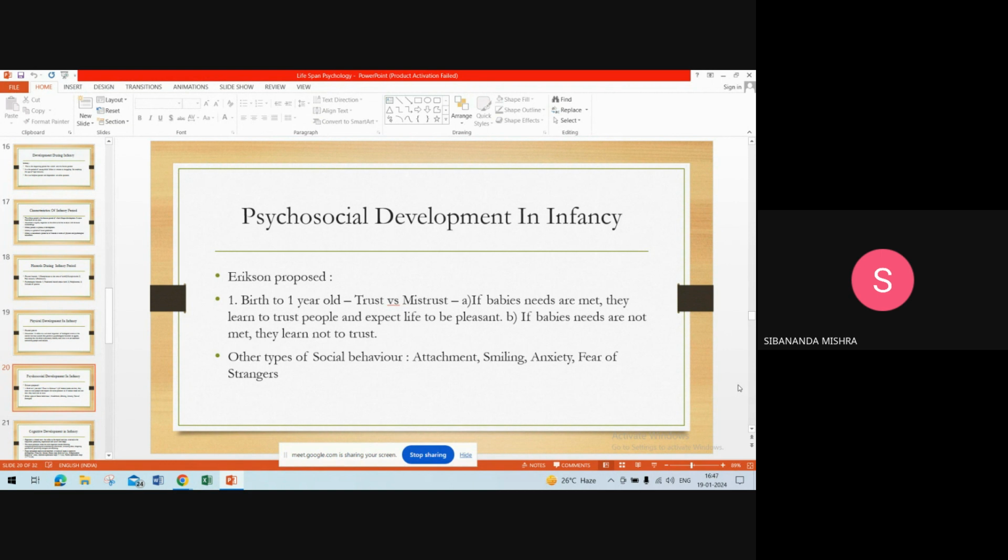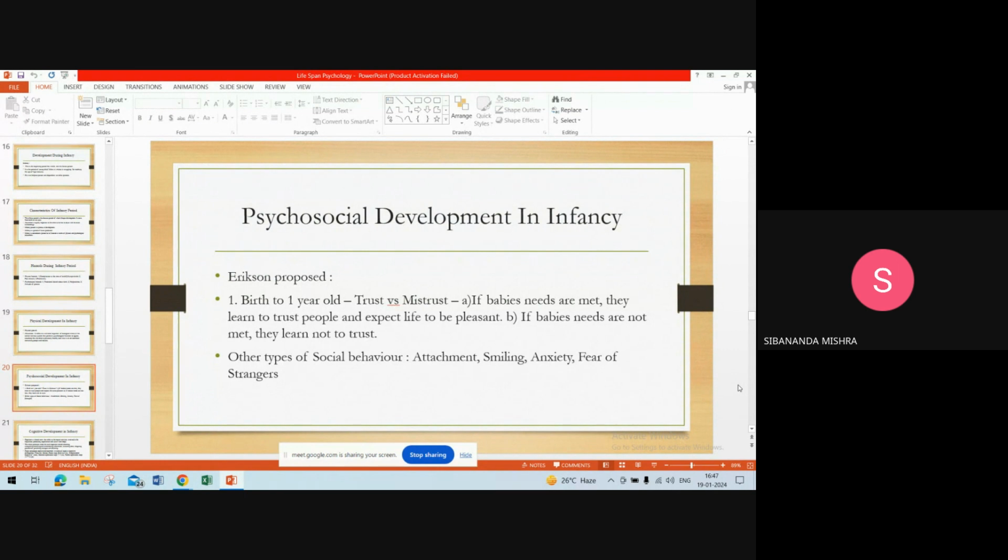Trust versus... does anybody know Erikson's psychosocial stages? Erikson is a great psychologist who developed a theory of psychosocial development in children. Okay, so there are eight stages. This is the first stage, birth to 1 year old.